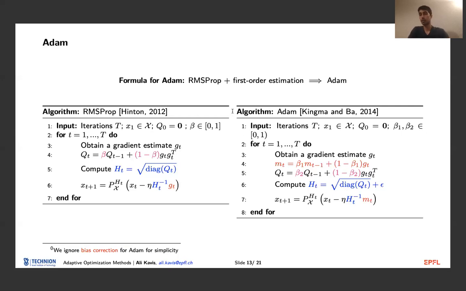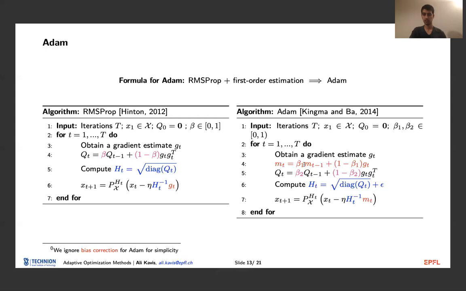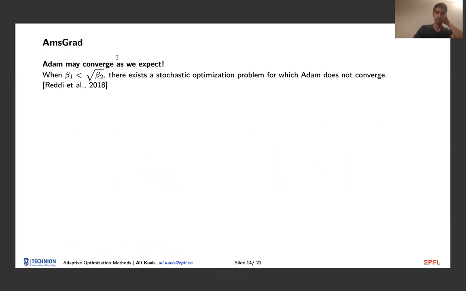Unfortunately, theoretically, although practically Adam is usually the choice among all these algorithms, Reddi and co-authors discovered a problem in its convergence. Specifically, if we consider that we have constant beta 1 and beta 2 for Adam, meaning these averaging parameters for first and second order estimates, and they satisfy beta 1 smaller than square root of beta 2, then there exists a stochastic convex optimization problem for which Adam does not converge to the optimal value of the problem.